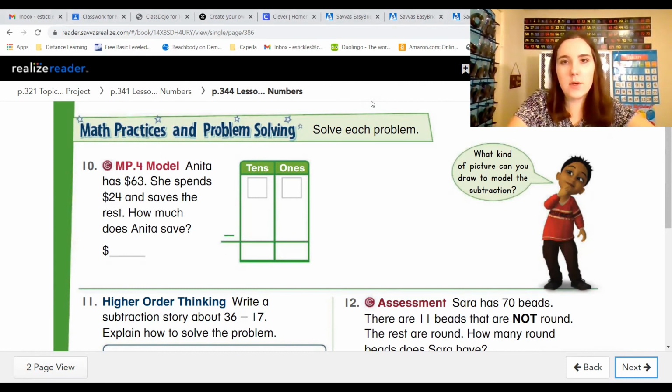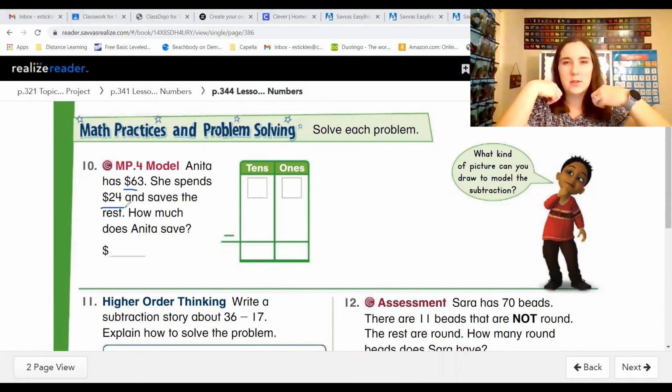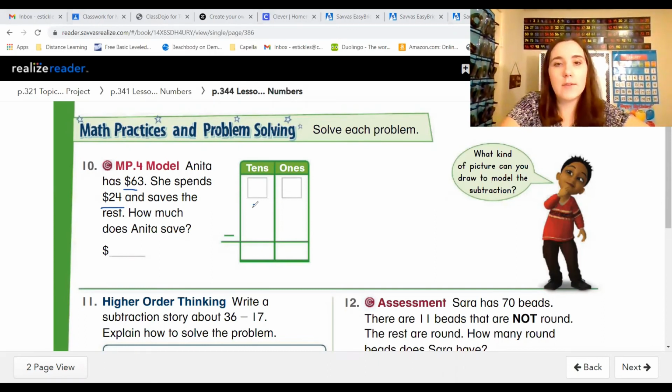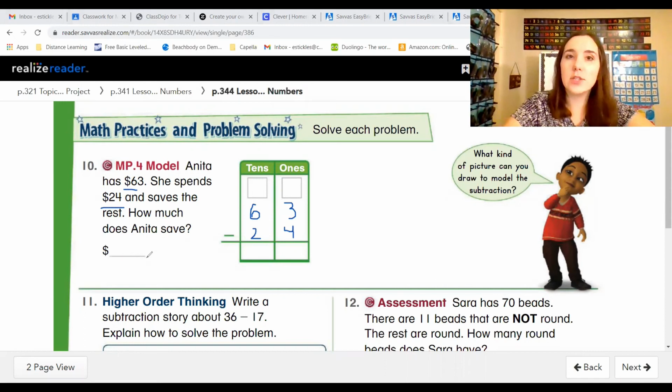So what we need to do is we know that she starts with $63 and then she spends 24. Now, when you spend something, you're not getting it. You don't get to keep it. You're getting rid of it. So we're going to do subtraction. Okay, so let's set up our problem. We have $63 minus $24. And our answer is going to tell us what she has left that she saved.